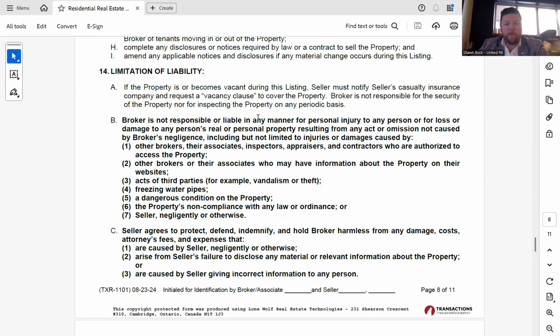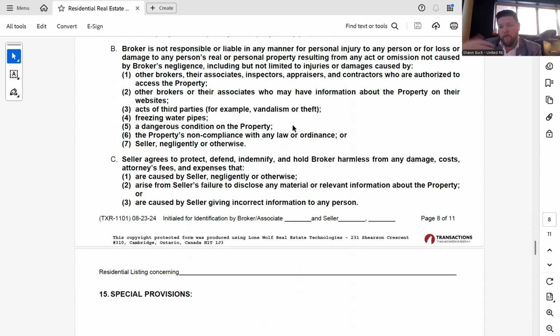Limitations of liability, broker is not liable for personal injury or loss or damages of the personal or property resulting from an act or omission caused by negligence. So we have our insurance, you'll have your insurance. Everybody just clear in communication on what's happening when, and then make sure people are safe. The property is safe for people to access.